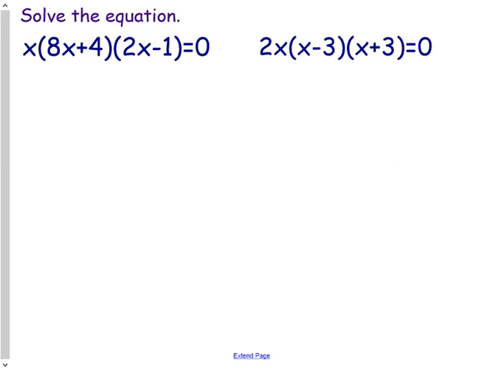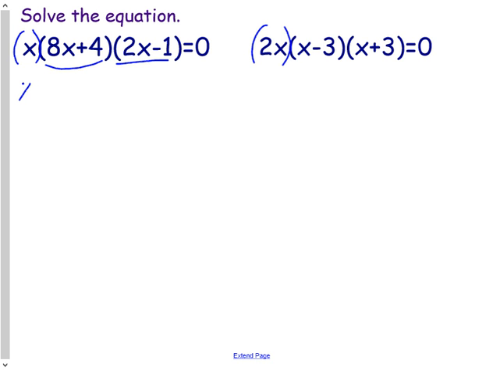Next, we'll move on to ones that have 3 parentheses, or 3 pieces, more important. x times 8x plus 4 times 2x minus 1 equals 0. So in solving, when there's 3 numbers, if they still multiply equals 0, x could be 0, 8x plus 4 could be 0, or 2x minus 1 could all be 0. So we're still going to do the same process of setting each piece equal to 0. Now, technically, I don't see a parentheses around x or even 2x in the next problem. However, treat them like they are there.